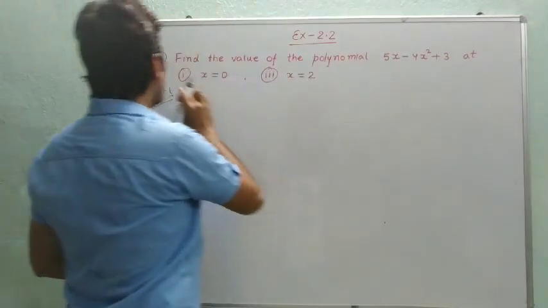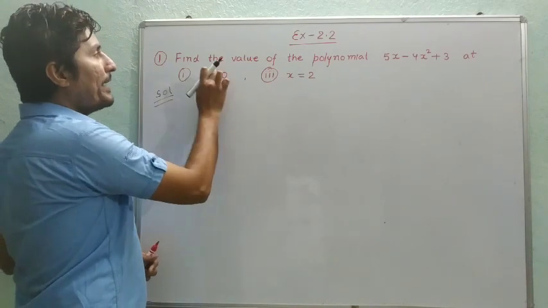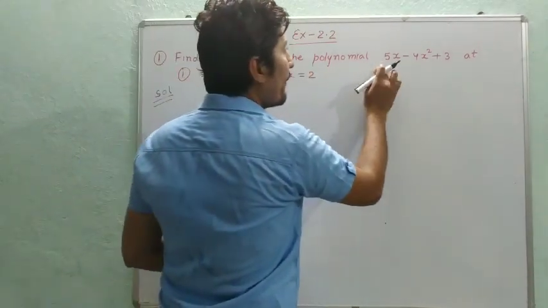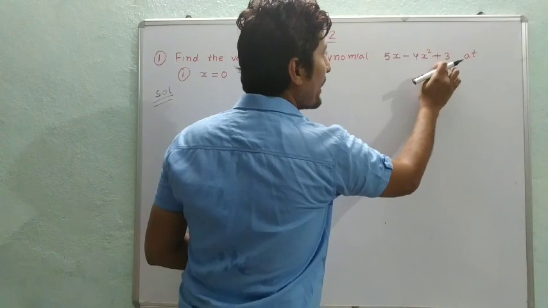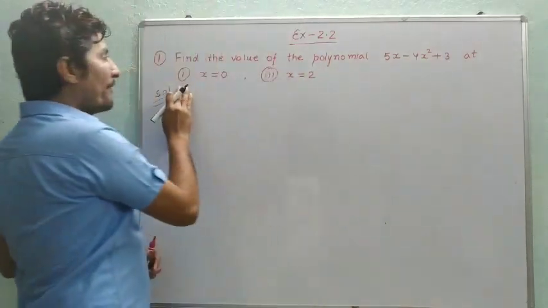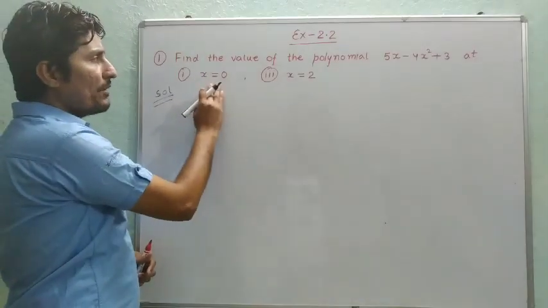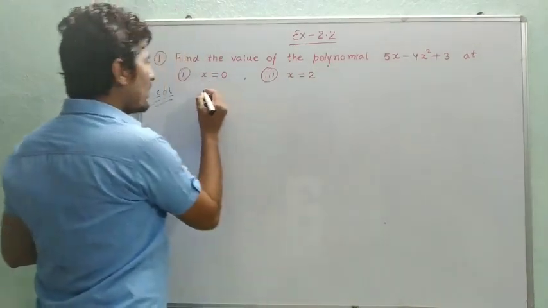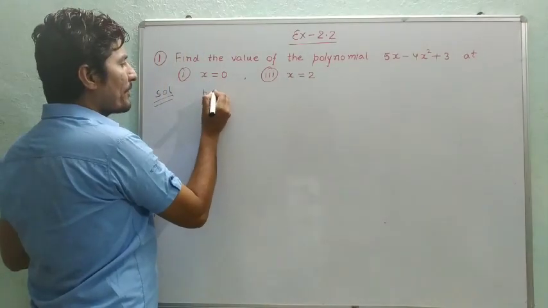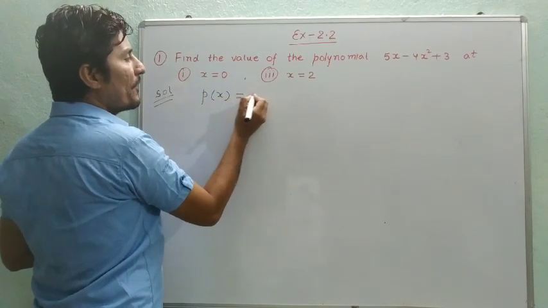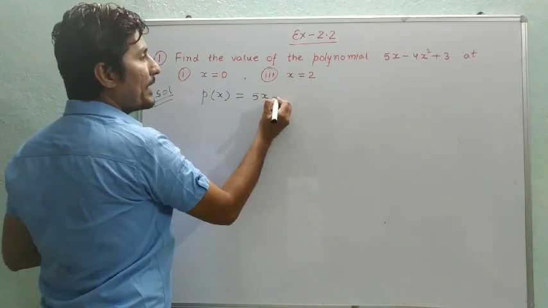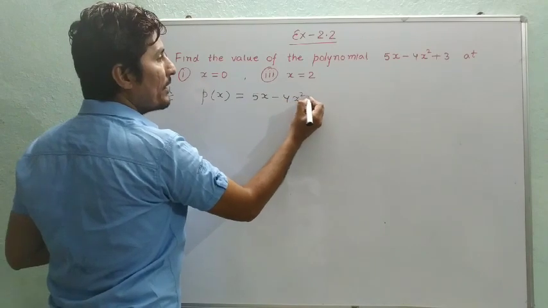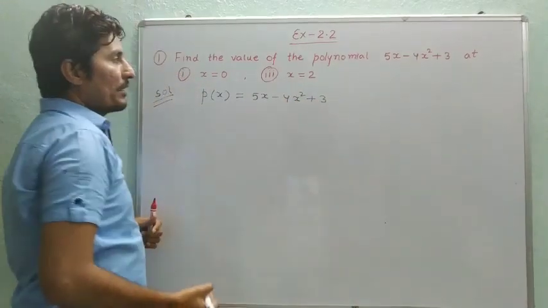Exercise 2.2, very first question. Find the value of the polynomial 5x minus 4x square plus 3 at, very first one, x equals 0, and third question, x equals 2. So, first of all, let the polynomial P(x) equal 5x minus 4x square plus 3. After that, we have to solve the very first question.